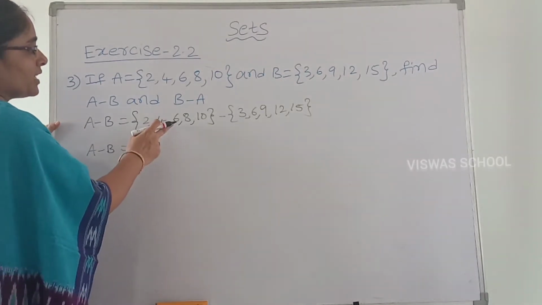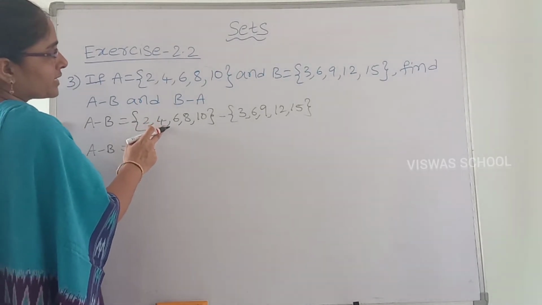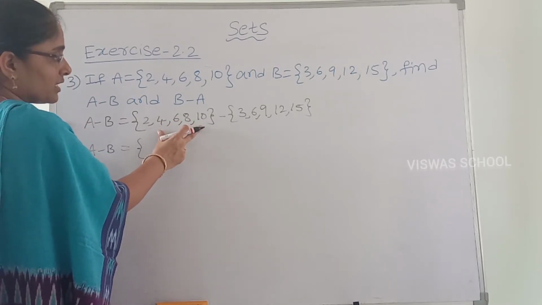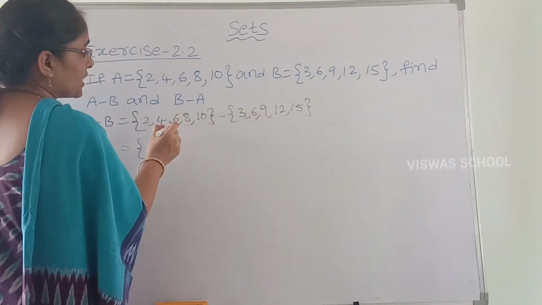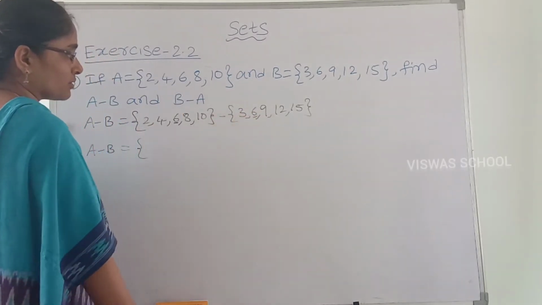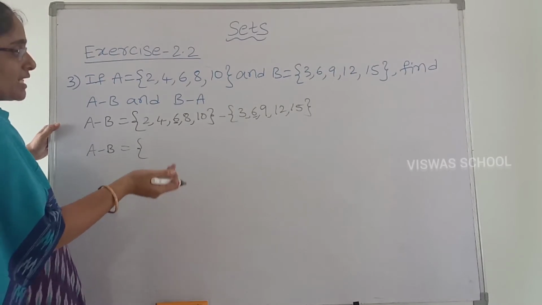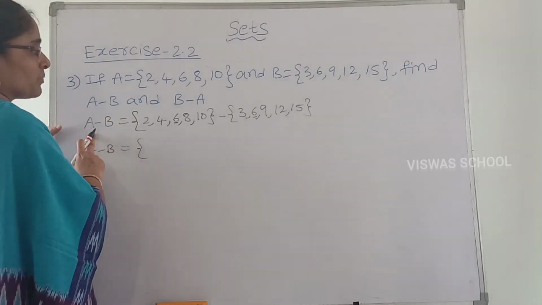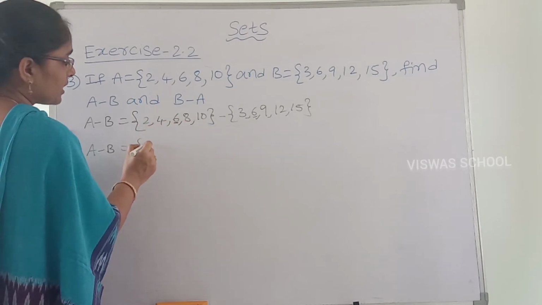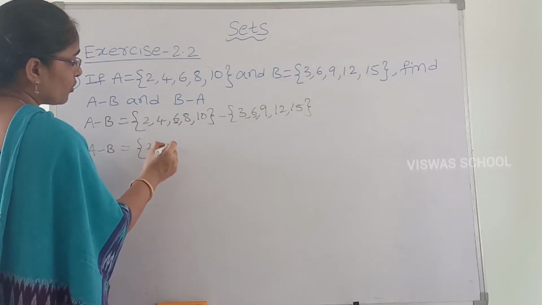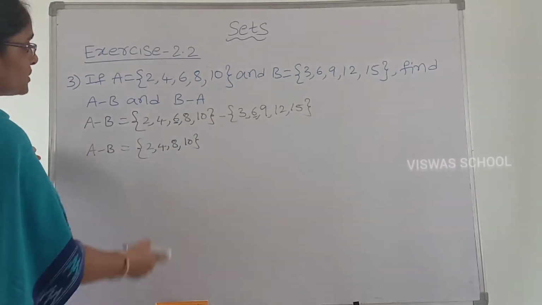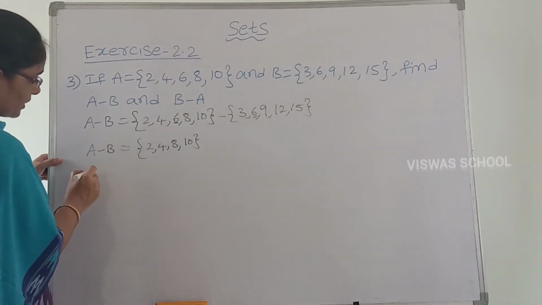See here, 2, 4, 8 and 10 elements are only in A but not in B. But once you observe this, 6 is in A and 6 is in B also. Now we have to write the remaining elements in set A. What are the elements except 6? 2, 4, 8 and 10. Next one is what? B minus A.